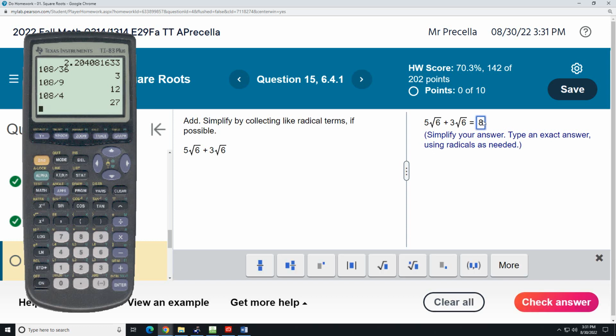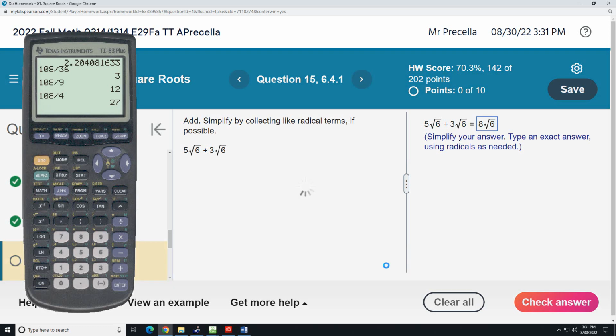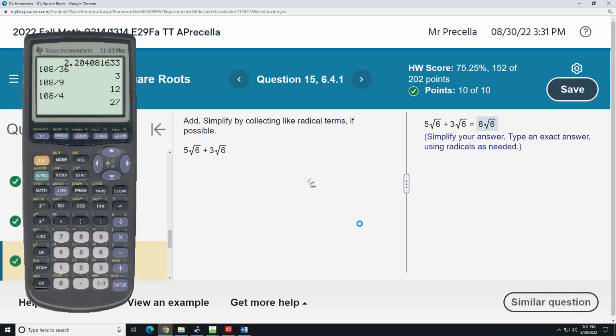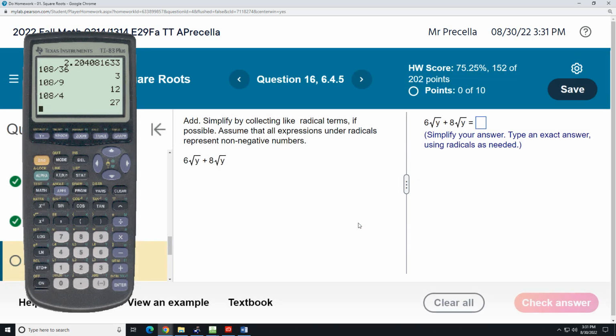Okay, so I'm typing in 8 square root of 6. Oh, 6 square root of y plus 8 square root of y.